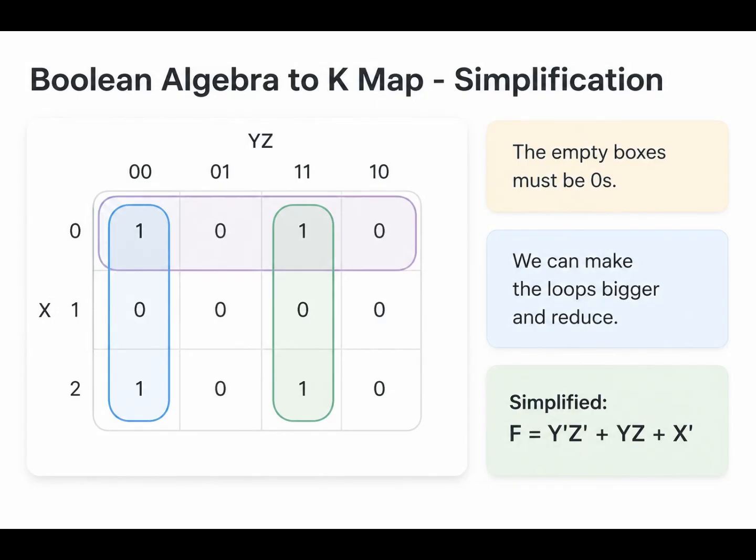Once the ones are placed, we fill the empty boxes with zeros. Now we ignore the original equation and just look at the grid. By drawing new, larger prime implicant loops, we can extract an even simpler version of the original Boolean expression.